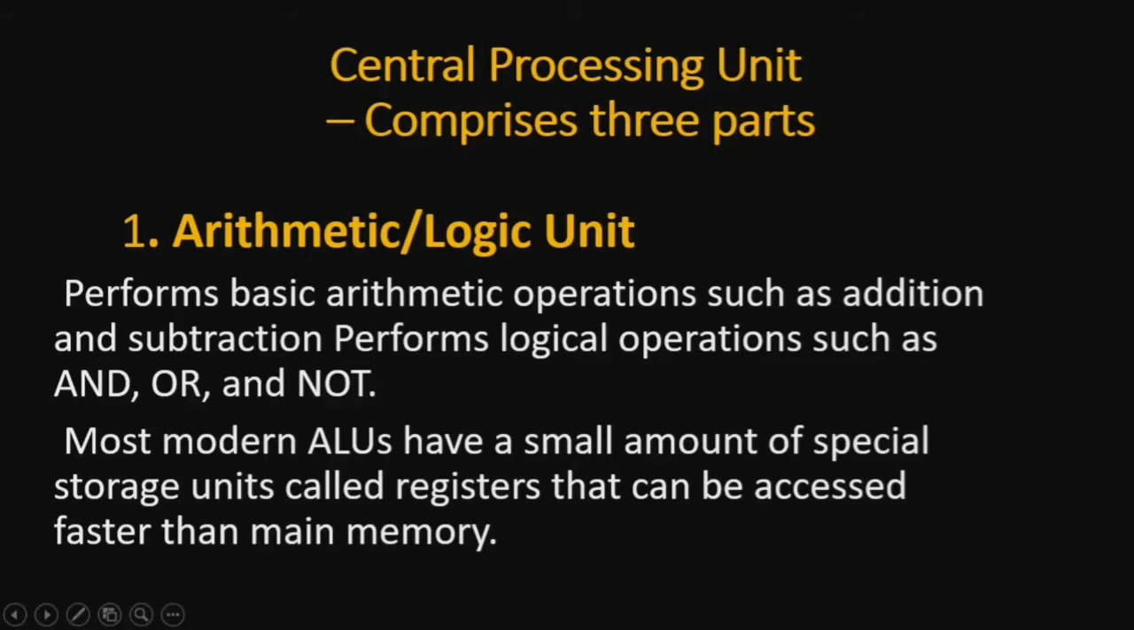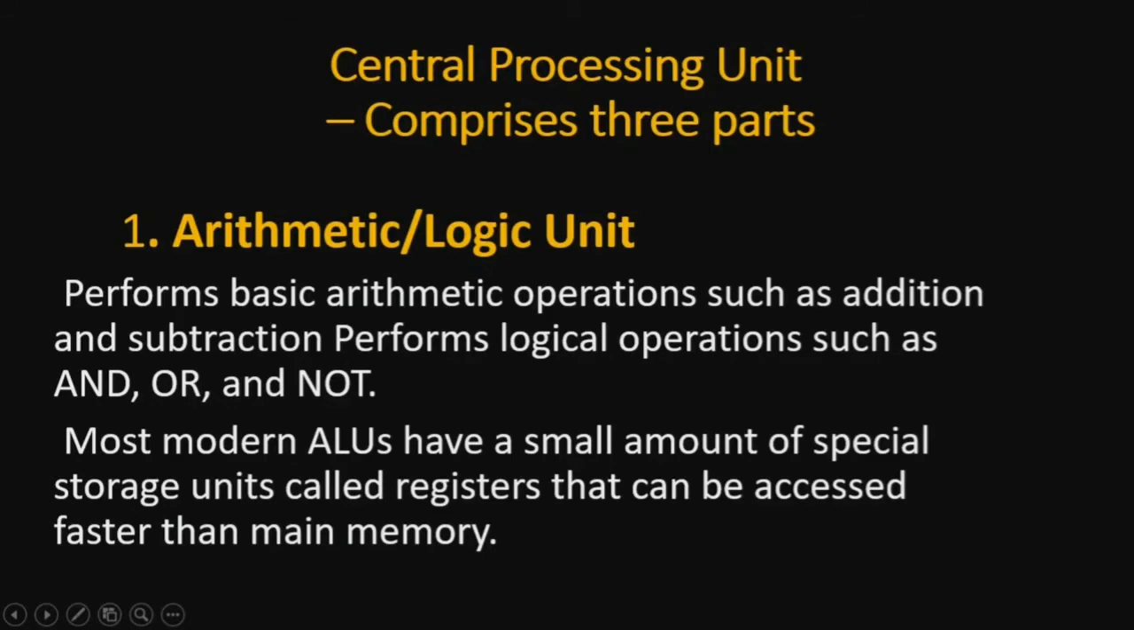Then let's see the classification of the CPU: control unit, memory unit and arithmetic logic unit. Let us see one by one. First one, the arithmetic and logic unit, performs the basic arithmetic operations such as addition, subtraction, multiplication and division.